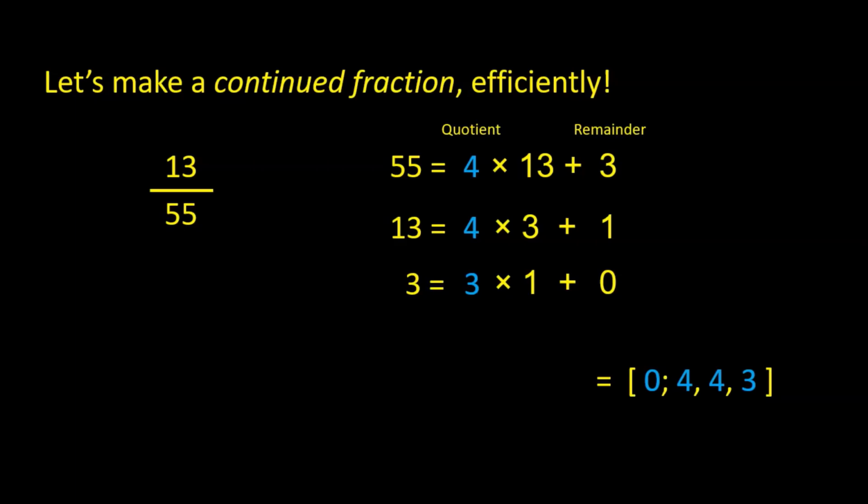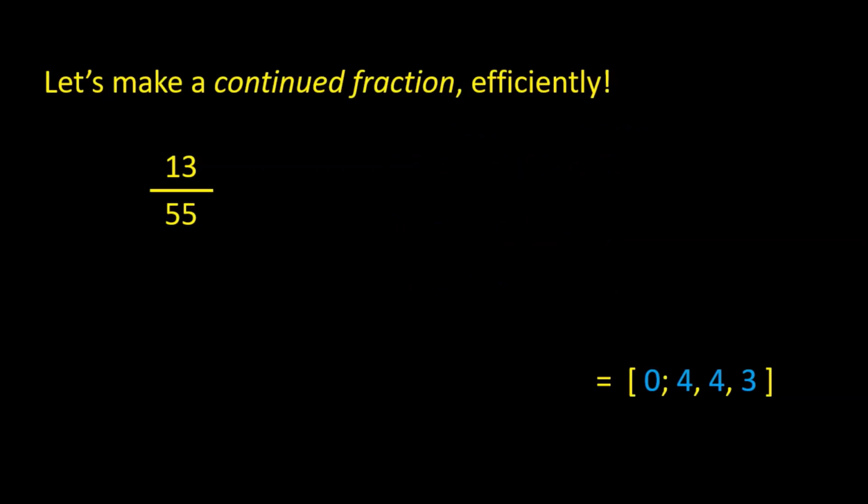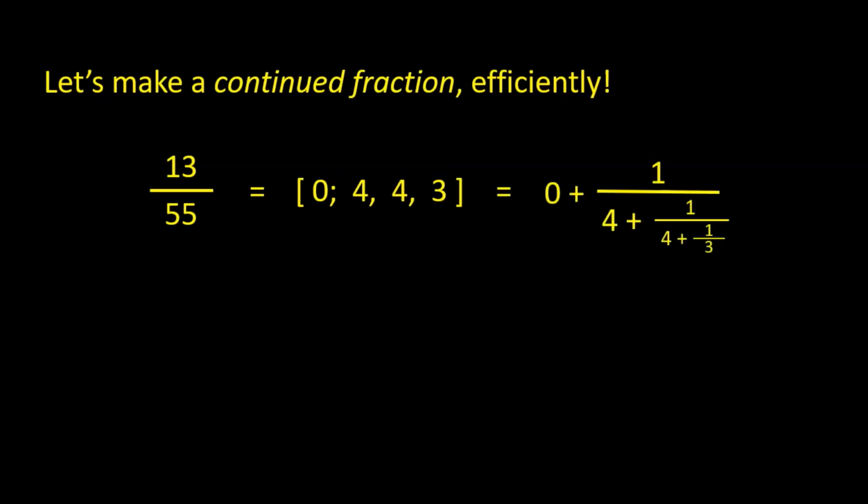So let's erase this scratch work, and then we're going to take our nice compact way of writing the continued fraction and move it up here where we can do something with it. First, let's just remember that what this really represents is the fraction 0 plus 1 over 4 plus 1 over 4 plus 1 over 3.